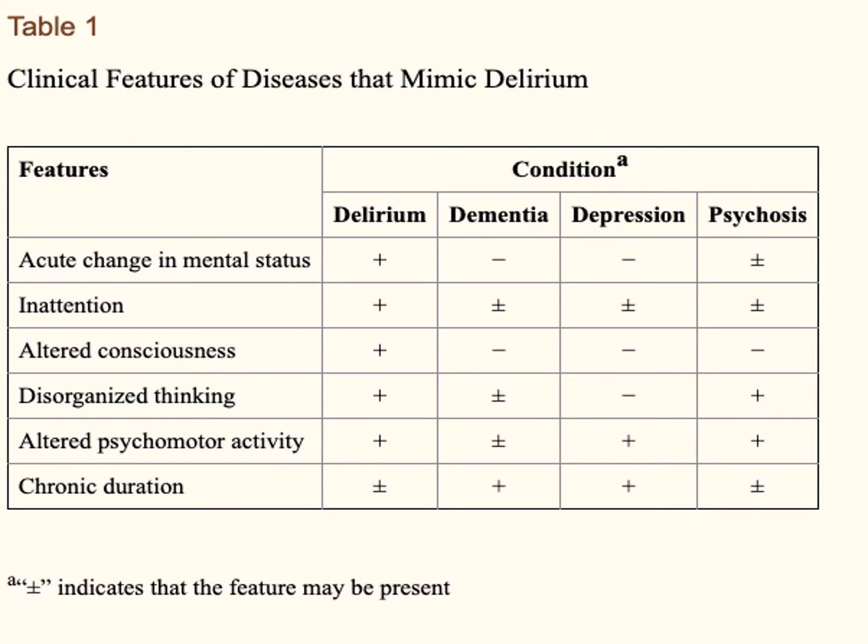There are certain other conditions that can mimic delirium, including depression, dementia, and psychosis. It is good to be aware of the differentiating presenting feature in order to make an accurate diagnosis clinically.